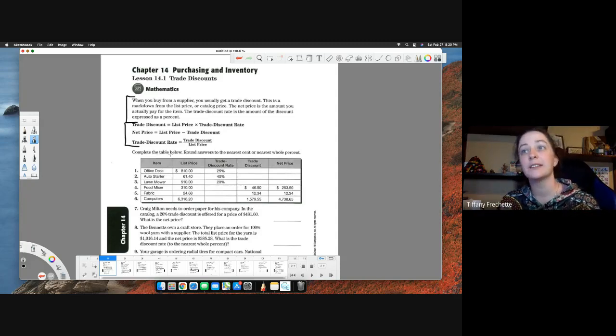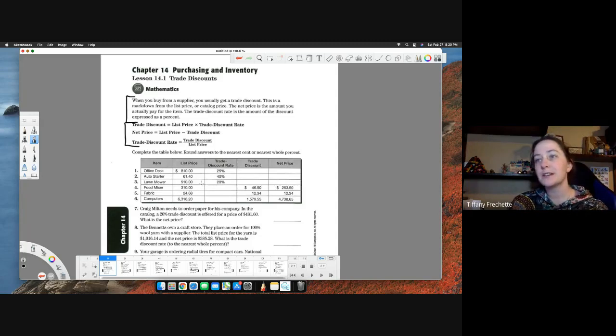And it says complete the table below and round to the nearest cent or whole percent. So it doesn't want us to go past 2 decimal points for a currency, and it wants us to just round it off to whole percents for the trade discount rate. All right, so let's go ahead and start taking a look at this.